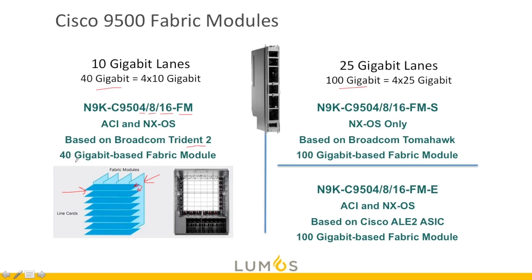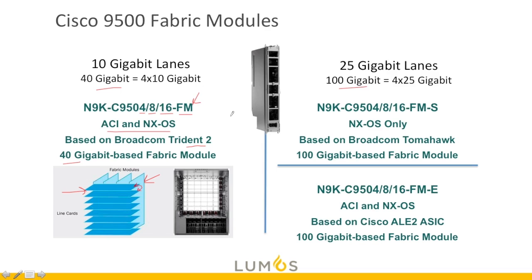And it's a 40 gig based fabric module. It can run in NXOS and ACI mode, so it supports line cards for both. So whether you're running the ACI spine card in 40 gig or the 10 and 40 gig cards in NXOS mode, doing layer 2, layer 3, doesn't matter. They both run on the same fabric module.